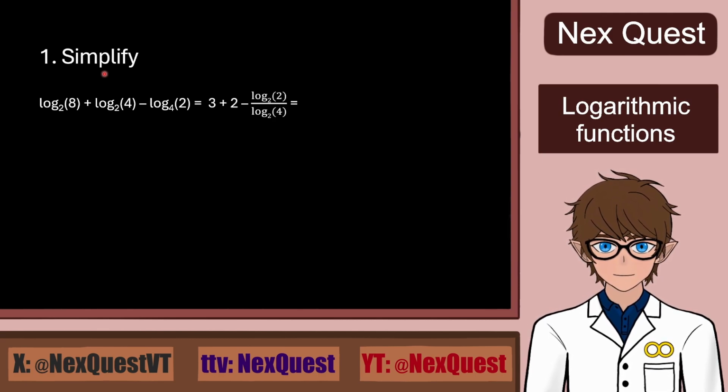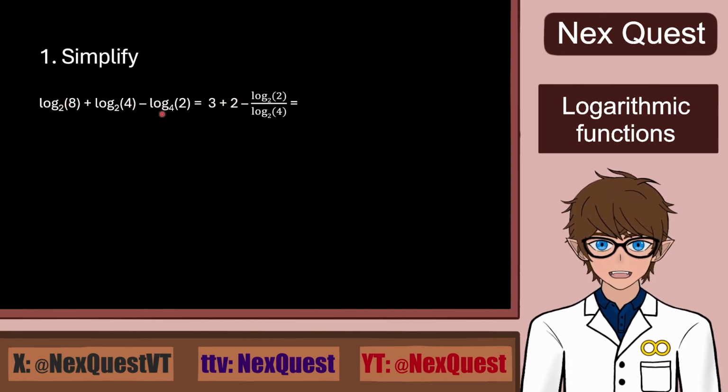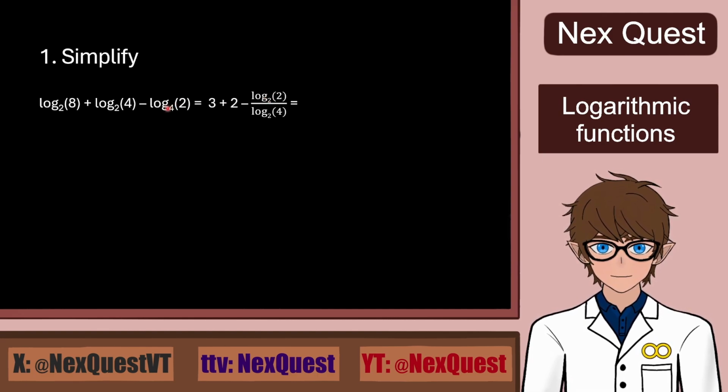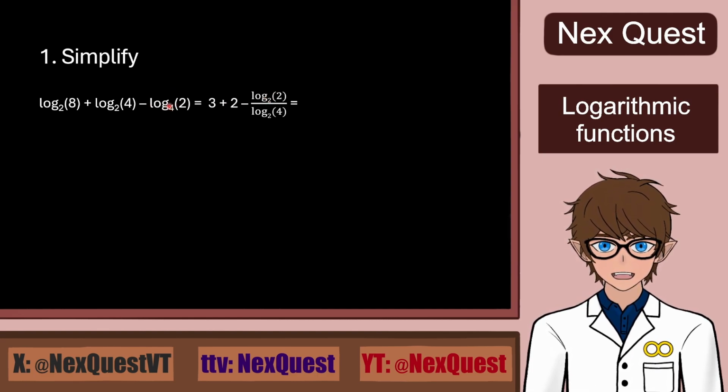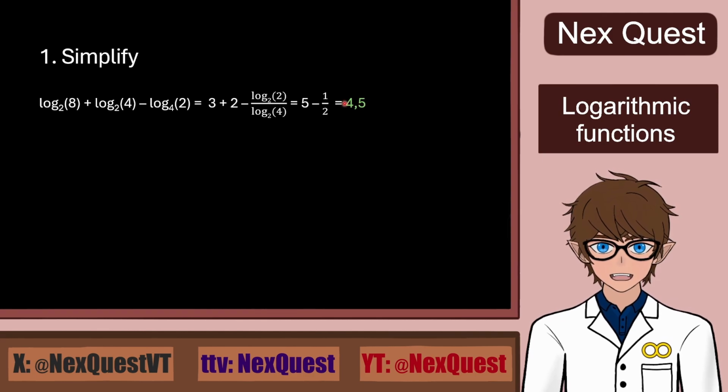But yes, here I'll just solve the first two. So this one is 3 and this one is 2, so 3 plus 2. And then, since this one is a different base, I will change it into base 2, by using the fourth or fifth rule that we had. This on top gives us 1, on the bottom gives us 2, so this is 5 minus 1/2, which is 4.5.